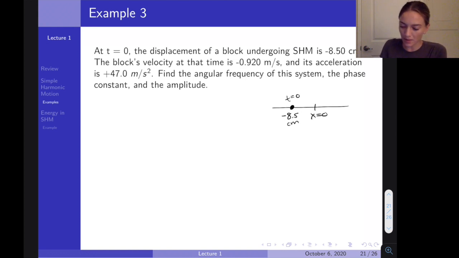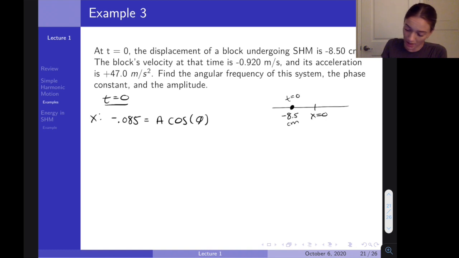So let's write down everything we know at t equals 0. In the x direction, we know that x of 0 is negative 8.5. Actually, let's write that in meters: negative 0.085 is equal to the amplitude times cosine of omega t, but at t equals 0, omega t is 0, and then we just have phi left. And that's all we know for the position.